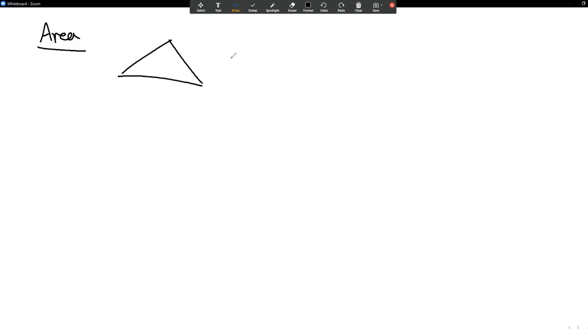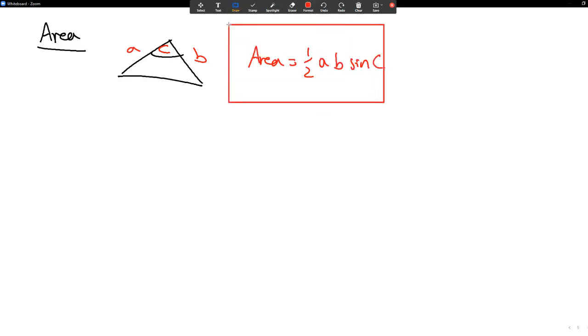So what we can do is use this formula if we know one angle C and two sides A and B, like that, or we label them like this in the area formula. So we say A, B, and then this is our C. Whenever you have something like this, you can use this formula. And it's the area equals a half times A times B times sine C, like that. So let's do an example with this.